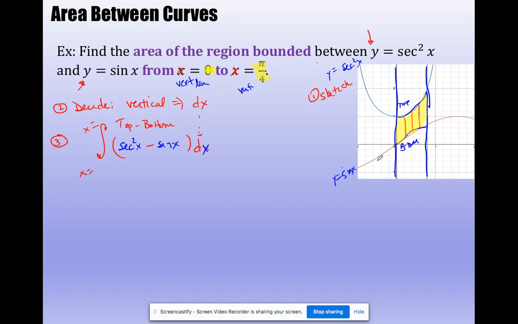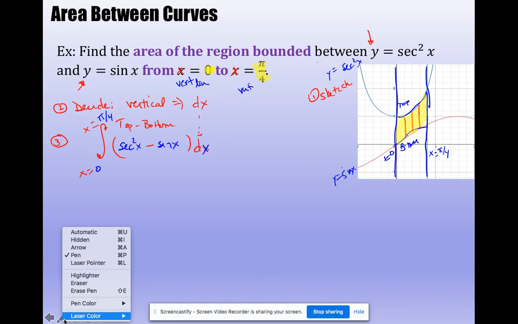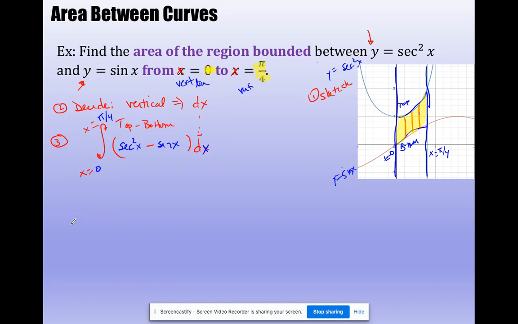Where are you starting to draw strips? They told me x equals 0 to x equals pi over 4. Start drawing strips at 0. Stop drawing strips at pi over 4. So my limits of integration in this one were given to me. Right? So now I'm going to actually integrate.